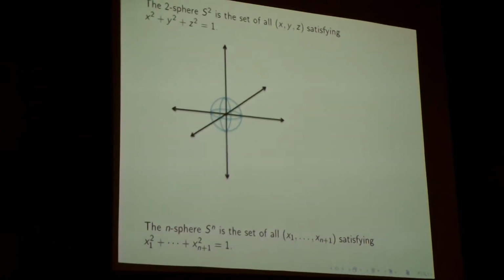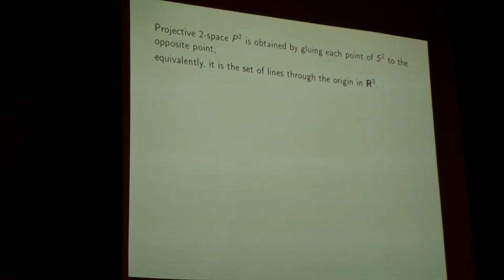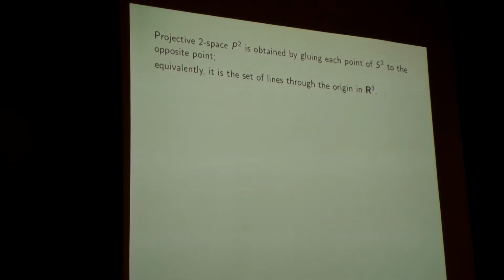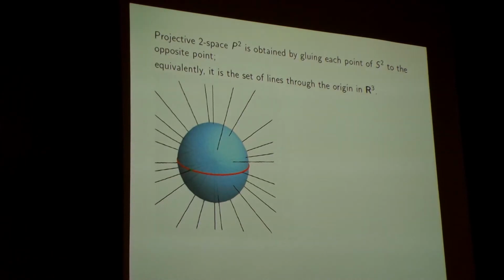Now I want to talk about real projective space. Two-dimensional real projective space can be defined by taking the sphere and abstractly gluing each point to the point opposite it. Or another way to think about it is as the set of all lines through the origin in 3-dimensional space. The correspondence is that a line intersects the sphere in 2 points, 2 opposite points. And so you think about each line as being a point in this space. And this is a very important space in mathematics. I guess it gets its name maybe from projections in art.